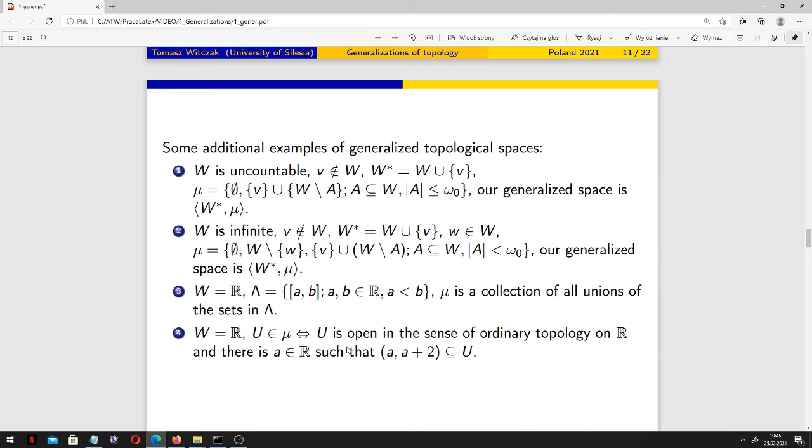Some additional examples of generalized topological spaces. They are slightly more complex. As we can see here, you may discuss these examples.